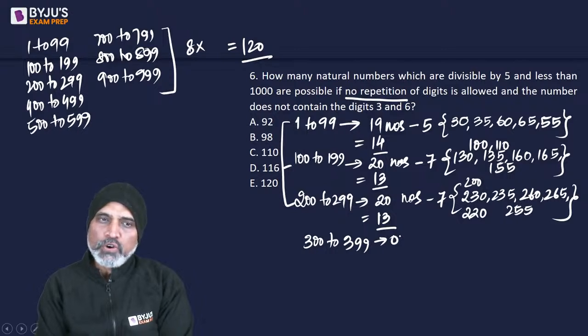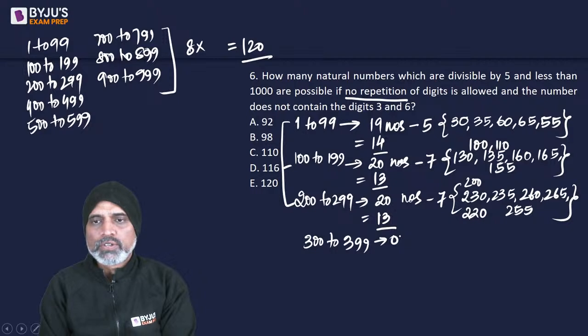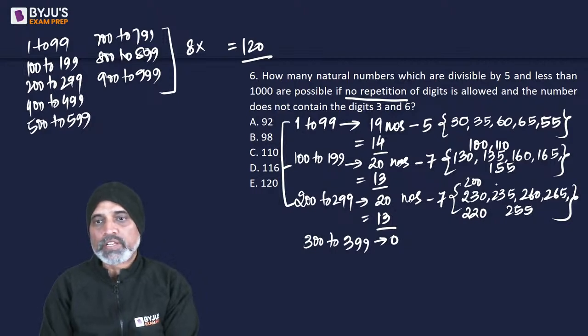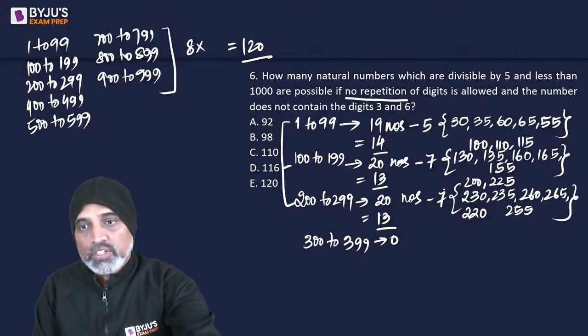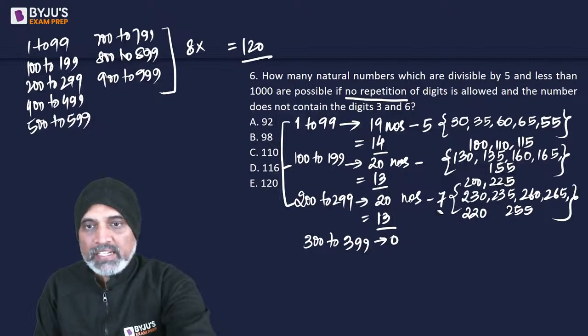Will it be true for all the values? The way we are getting 110, 220, 255. Oh, we will get 225 also. Here we will be getting 115 also. So we will have 8 less now.